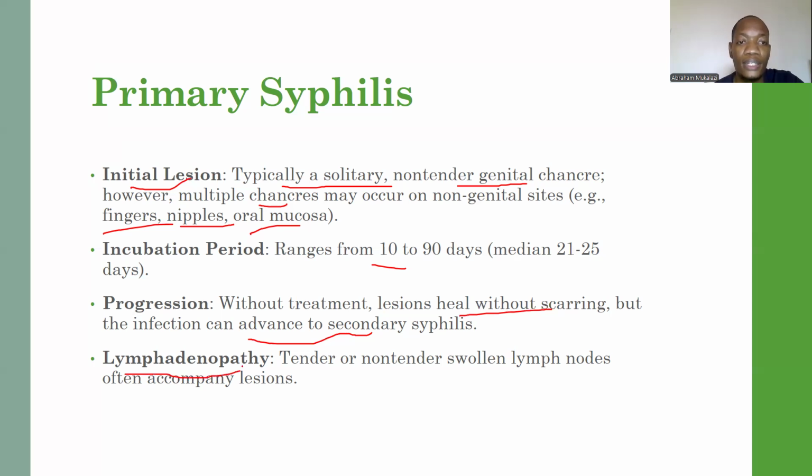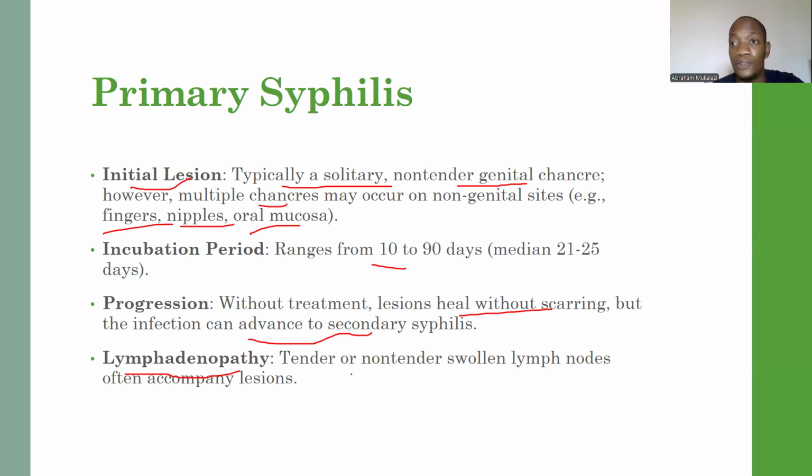Then what you have to note is that primary syphilis also comes with a lymphadenopathy, which is bilateral, sometimes tender, sometimes non-tender. So if the lesion of the primary syphilis is maybe on the penile shaft, you will find that you have bilateral inguinal lymph node swellings, which are either tender or non-tender.